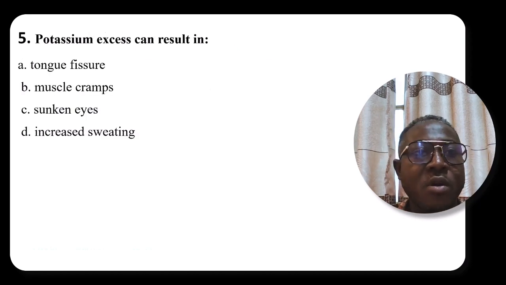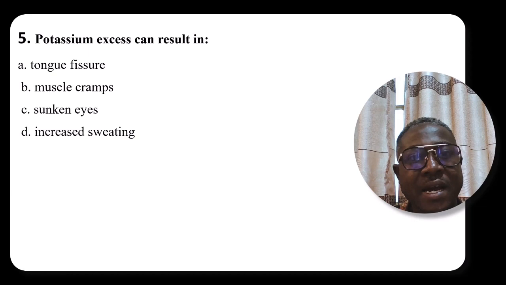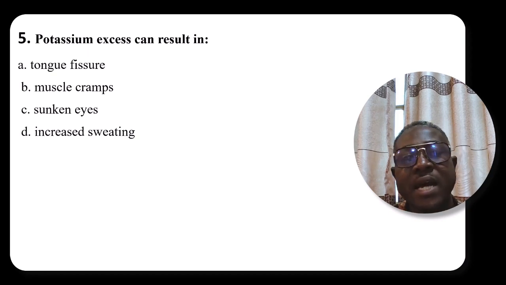Question 5. Potassium excess can result in A. Tongue fissure, B. Muscle cramps, C. Sunken eyes, and D. Increased sweating.